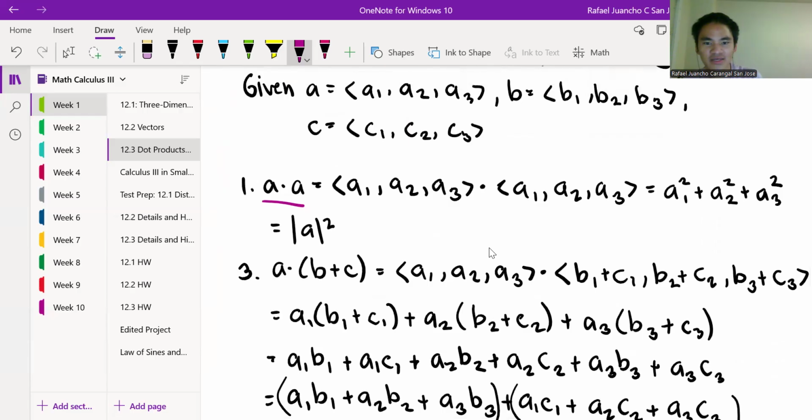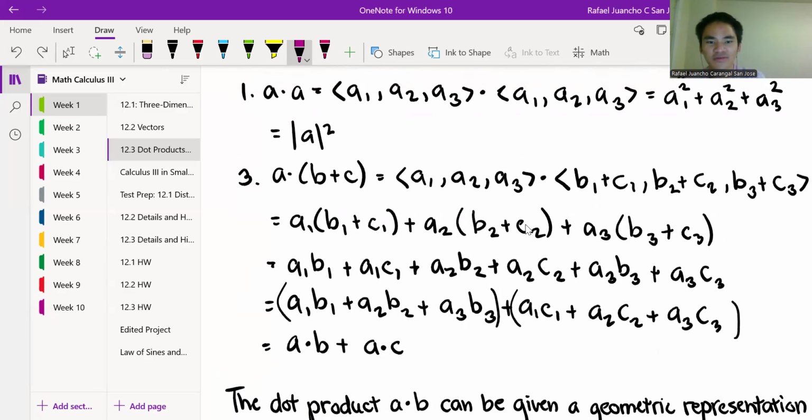So we did A times A, and we said that A is a vector of components A1, A2, A3. And remember when we multiplied, we're multiplying A1 times A1 plus A2 times A2 plus A3 times A3. So we basically just square them. And when we square them, it's basically their magnitude to the power of 2, right?